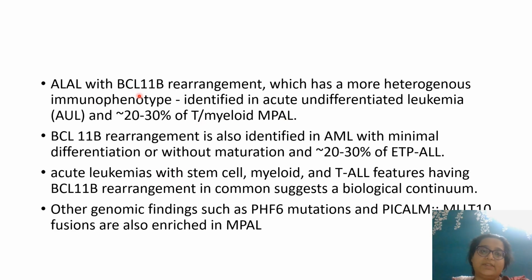Then there are ambiguous lineage leukemias with BCL11B rearrangements. These are heterogeneous and labeled as undifferentiated leukemias, and wherever there is a BCL11B mutation, mostly a T myeloid type of picture is seen. It is also rearranged in 20 to 30% of ETP-ALL. Acute leukemias with stem cell, myeloid or T features have BCL11B rearrangement. So ZNF384 is B myeloid, BCL11B is T myeloid. Other genomic findings are PHF6 mutation and other fusions seen in MPAL. You might remember, BCL11B in T myeloid and ZNF384 in B myeloid.